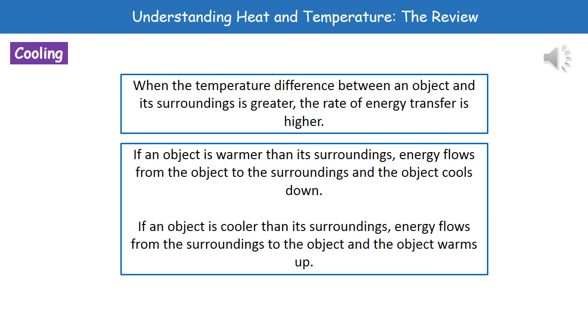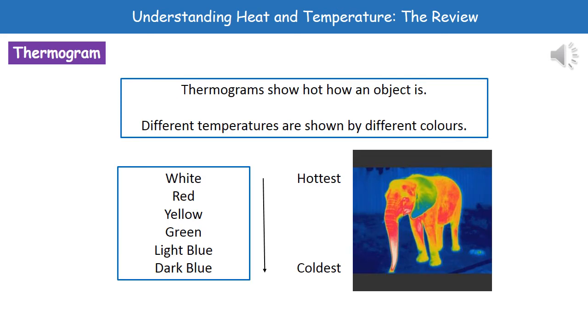So what we find is that if we're thinking about our cup of tea and the surroundings, the cup of tea is warmer than the surroundings, so energy flows from the tea to those particles in the air. If, however, we've got an object that's cooler than the surroundings, energy is going to flow from the surroundings to the object and therefore warm up the object.